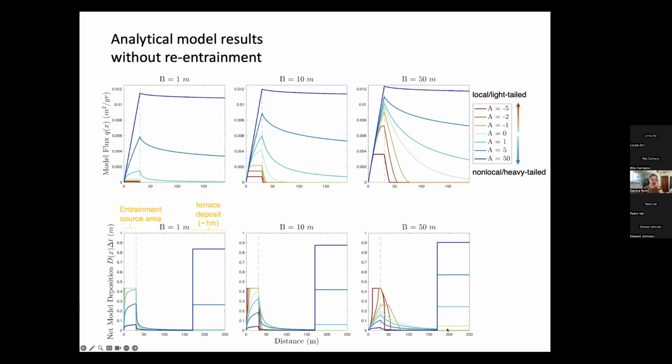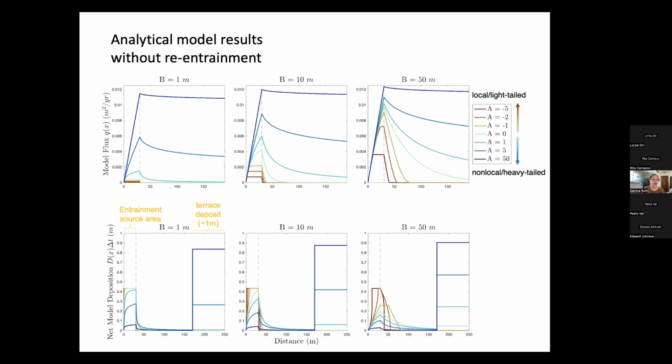Okay, so let's actually look at models. This is an analytical solution to the non-local flux equation. I'm just plugging in a Lomax distribution and integrating over the hillslope. The dashed lines here show the end of the dolomite bedrock exposure, or the entrainment source area. This zone at the end is where the 1 meter thick deposit should start. So I'm just manually redistributing any material that travels past this point, and we are not re-entraining anything here. So we're saying everything moves once at this entrainment rate we estimated, and then it sits there.